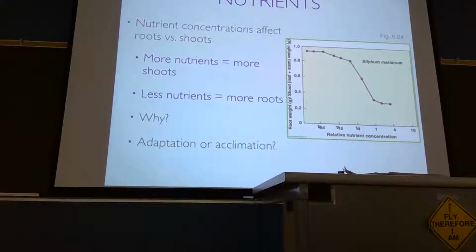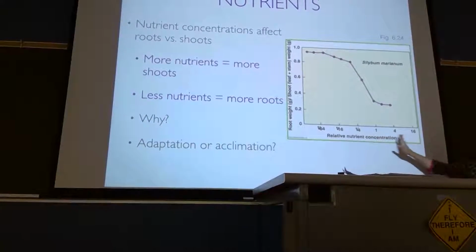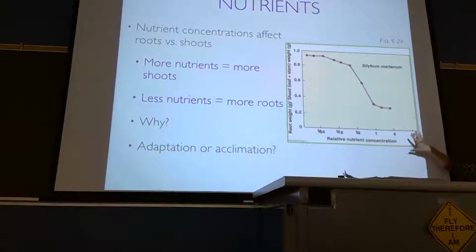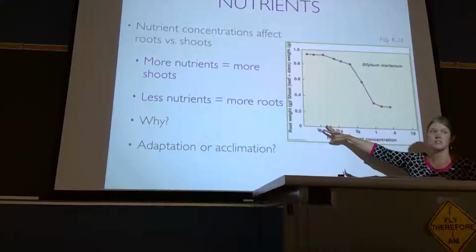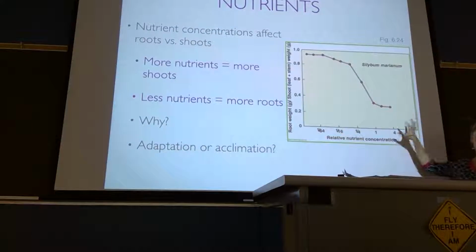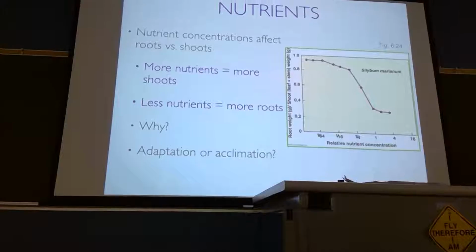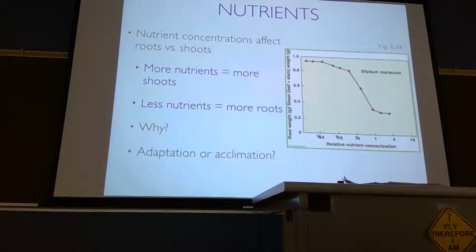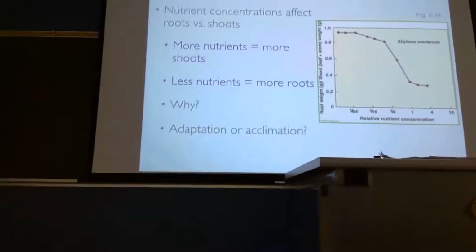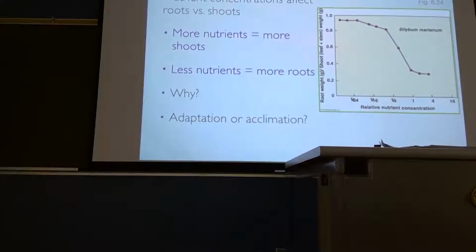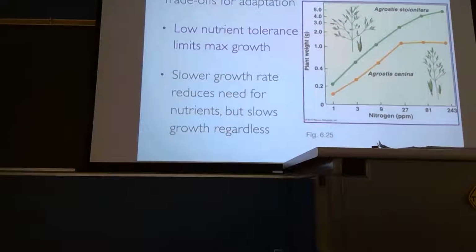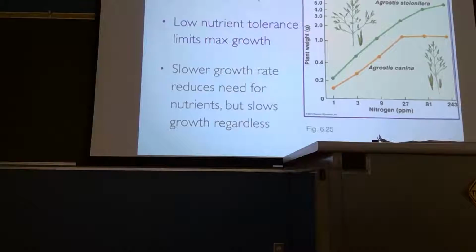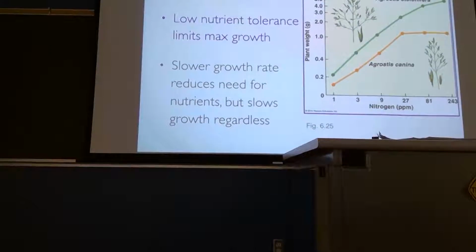Okay, again, the graph here is showing you changes in one species that's grown under different relative nutrient concentrations. And so more nutrients versus less nutrients. And you see it puts way more into roots when there's low nutrient conditions than when there are higher nutrient conditions.